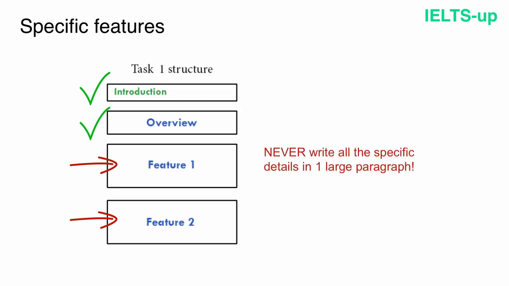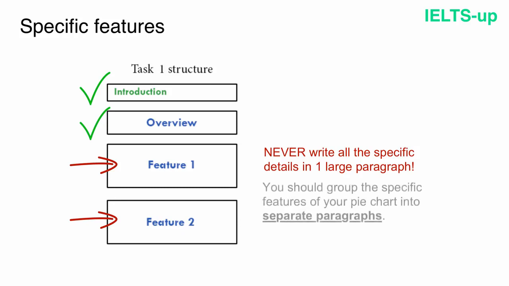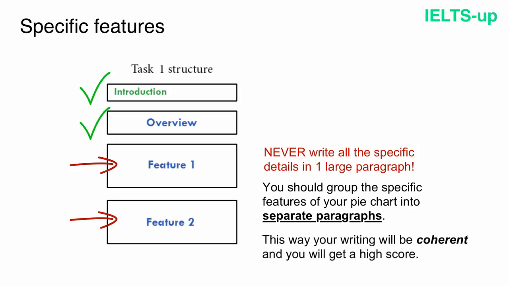Never write all the specific details in one large paragraph. This would be a very bad organization. Remember that you should group the specific features of your pie chart into separate paragraphs. This way, your writing will be coherent and you will get a high score.